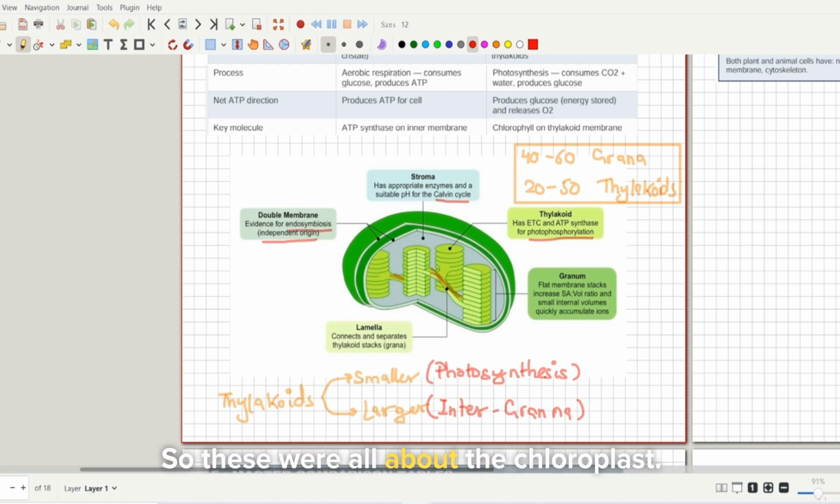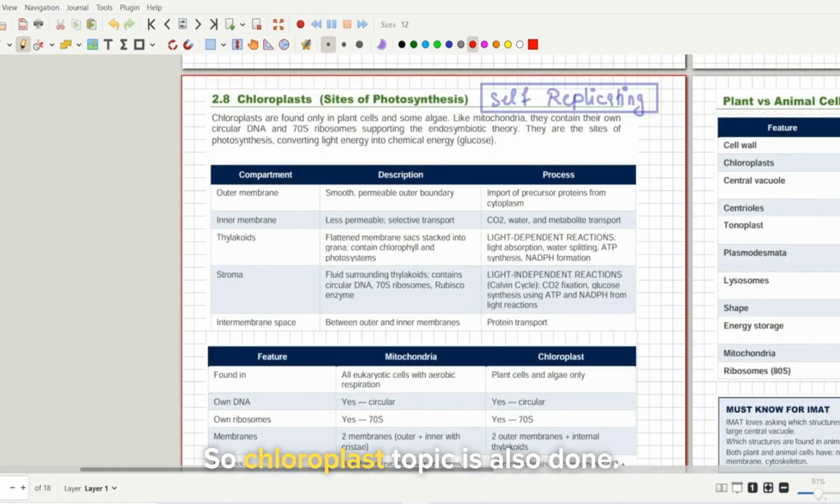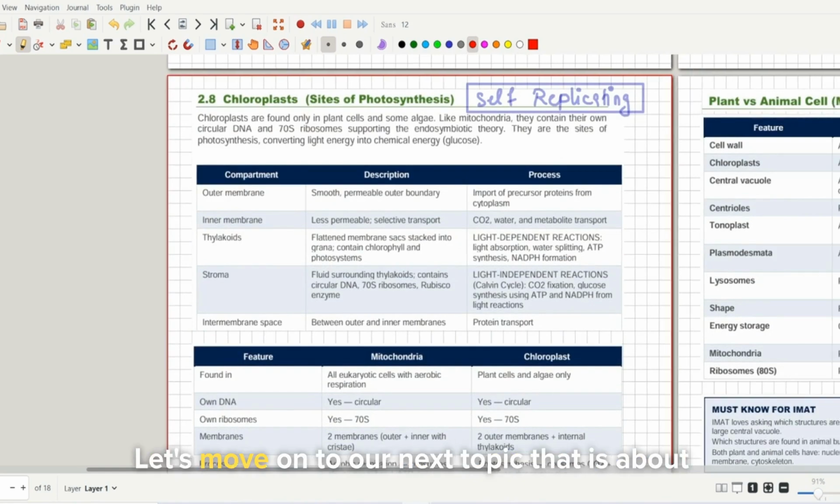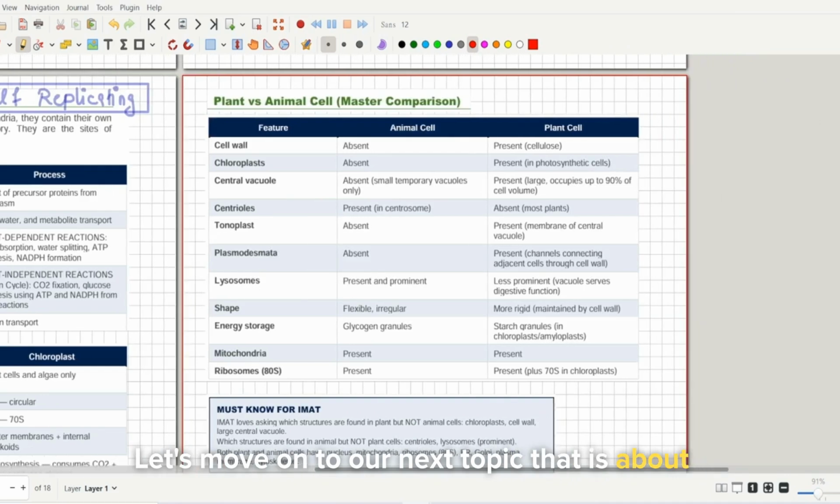So that was all about the chloroplast. The chloroplast topic is also done. Let's move on to our next topic, plant cells and animal cells. This comparison is really important because many questions might be asked from this specific topic. The table is really easy, to be honest.